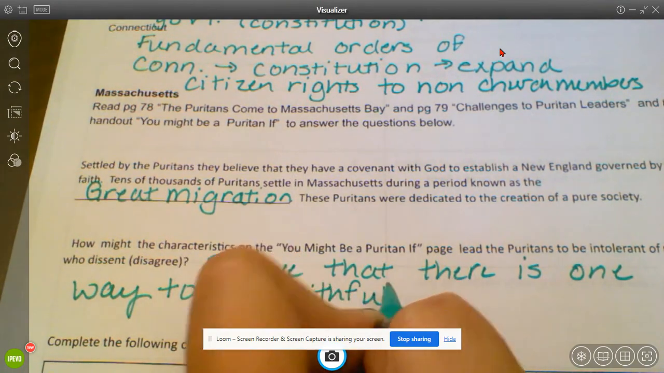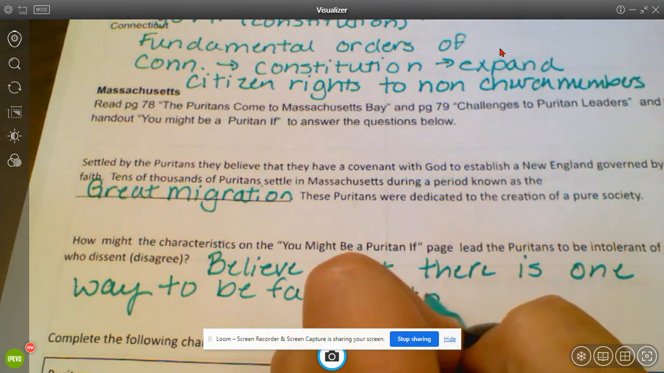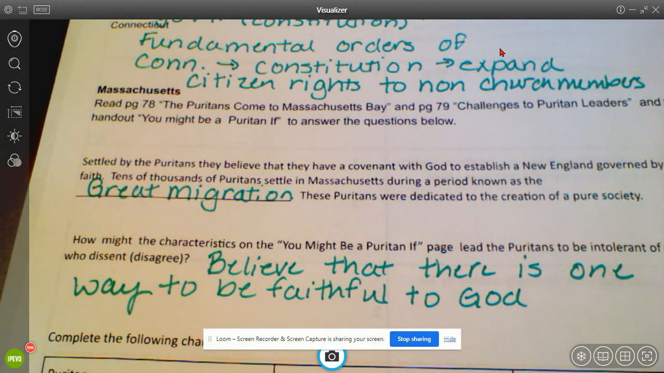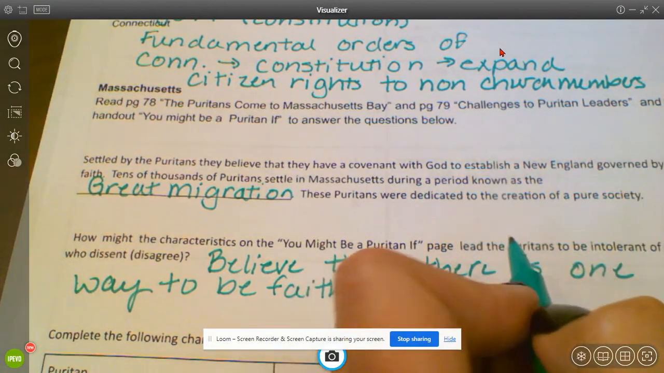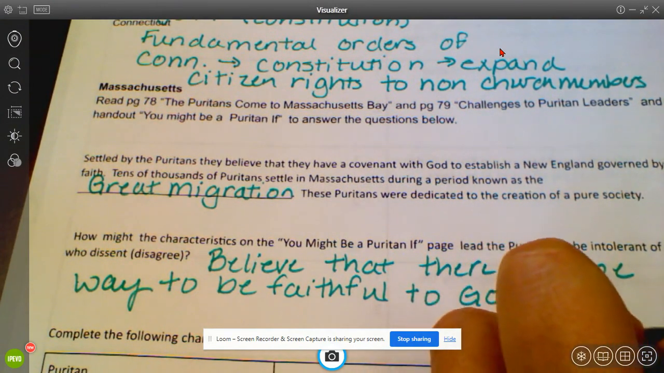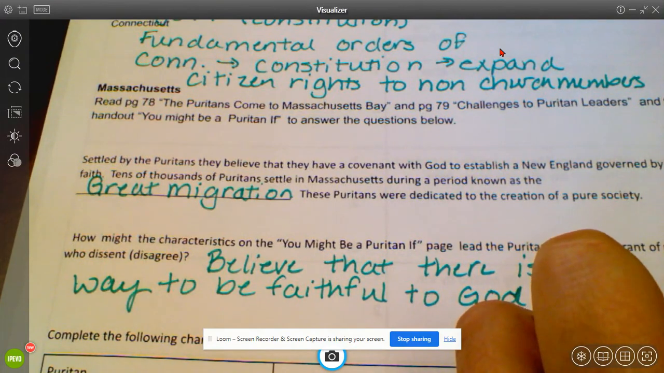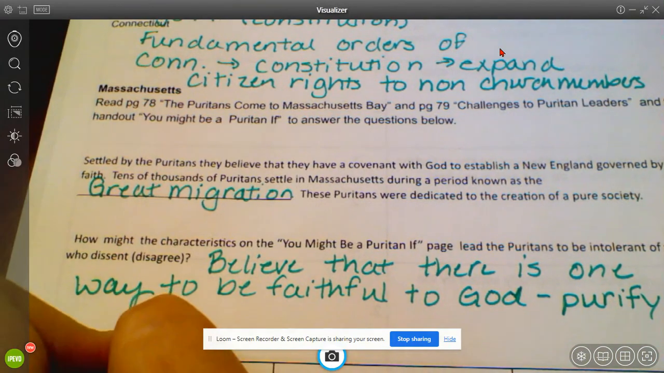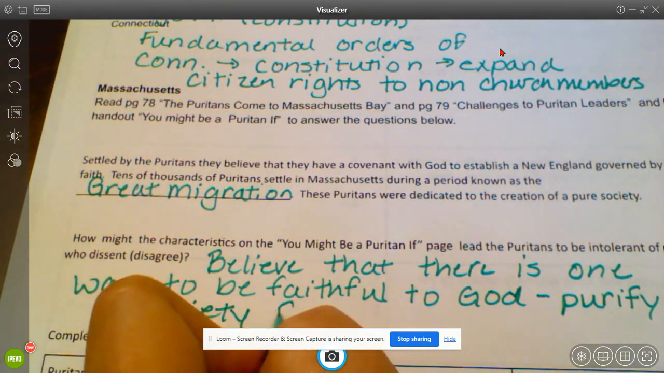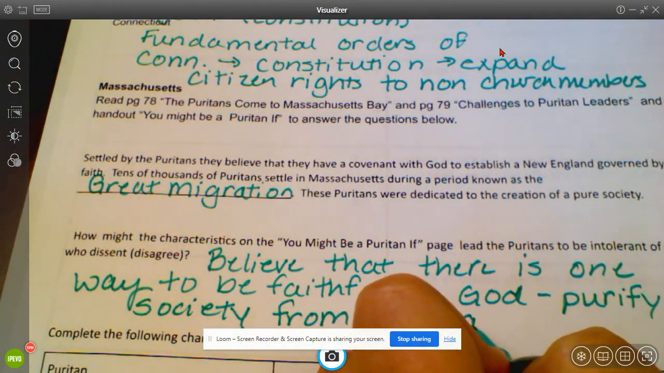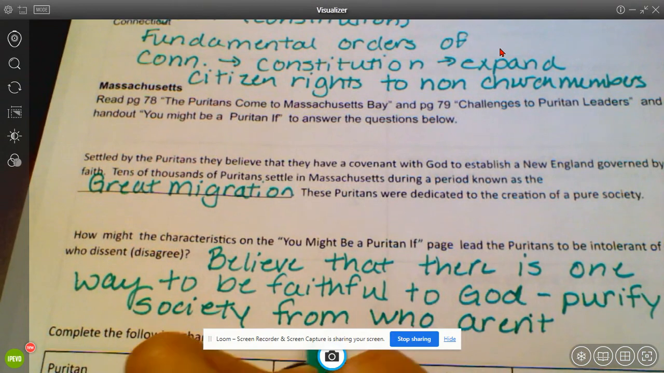And we talked in class about this issue of predestination, right? That Puritans were paranoid almost about the idea that some people were predestined for salvation and some people were not. And this idea that you needed to sort of purify society from those people who were not destined, who were not predestined for salvation. So they are really purifying society from those who aren't sort of predestined.